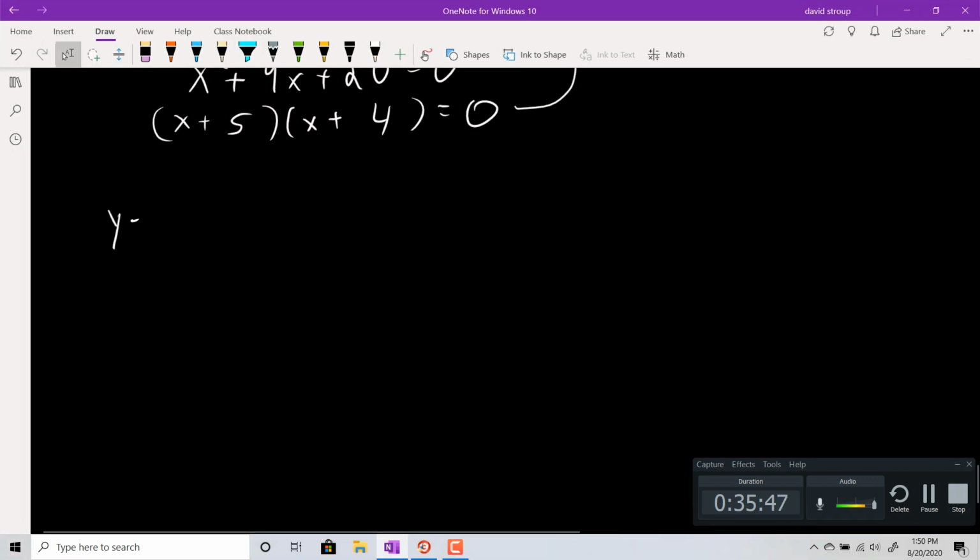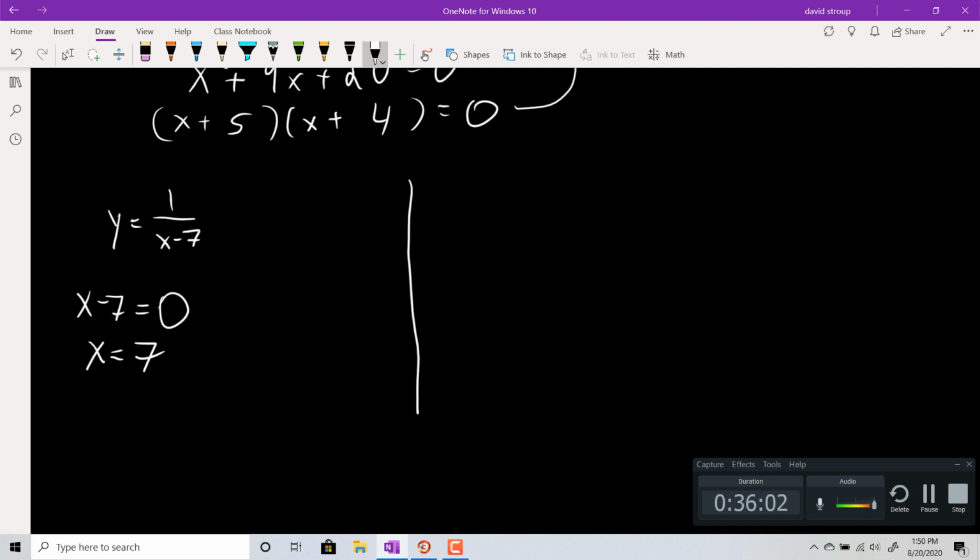So y equals 1 over x minus 7. This guy has an asymptote when its denominator is equal to 0. So if you take x minus 7, set it equal to 0, x equals positive 7. So at positive 7, it's going to have an asymptote. 1, 2, 3, 4, 5, 6, 7, 8, 9, 10. So this is 7 here, and it's going to look like this.